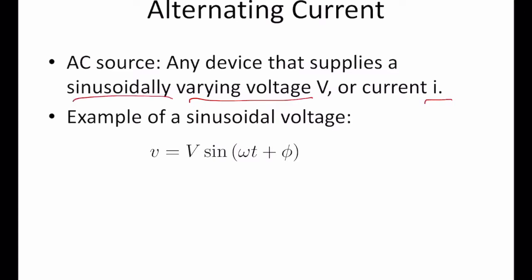So that means the voltage would be a function of this type. It would be some maximum voltage multiplied by sine or cosine of omega t plus phi, where omega and phi are constants. Okay, so that's an example of a sinusoidal voltage.